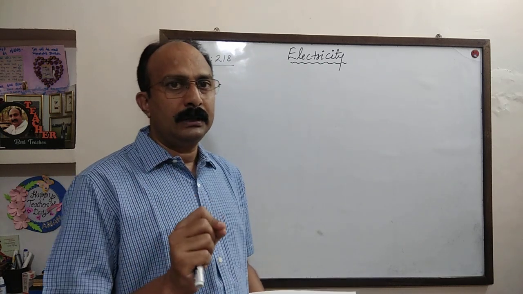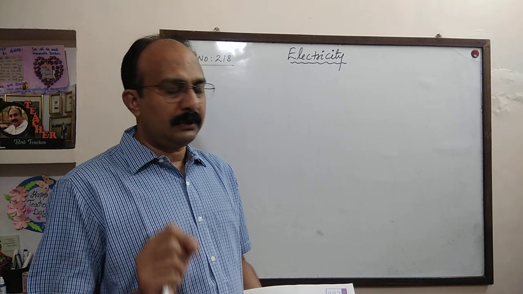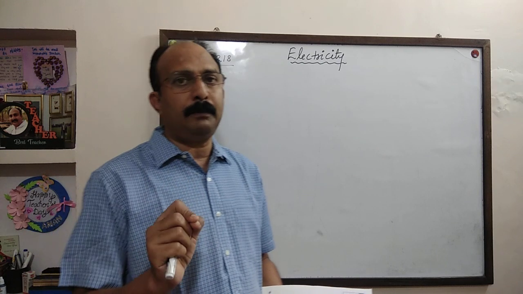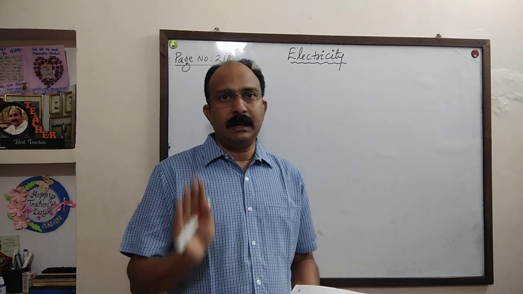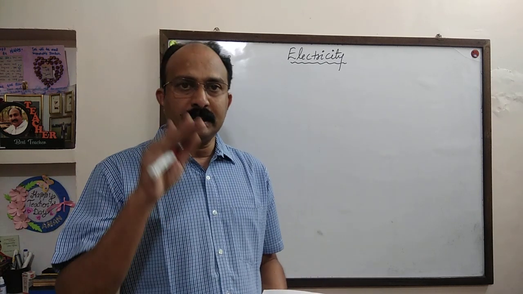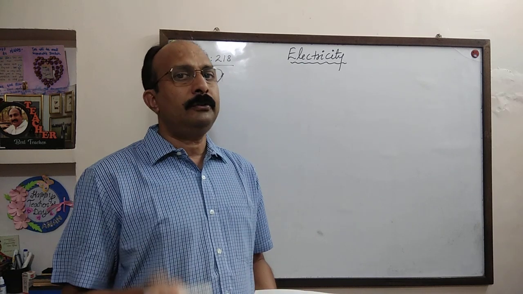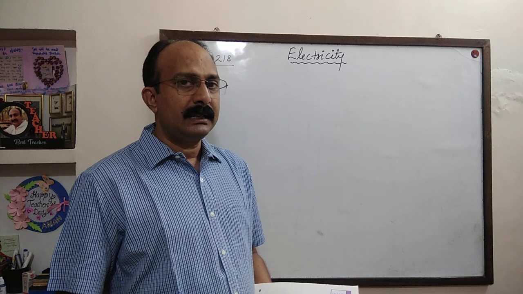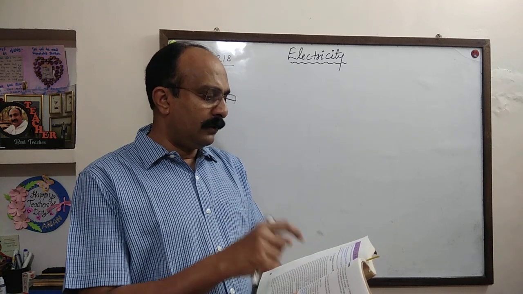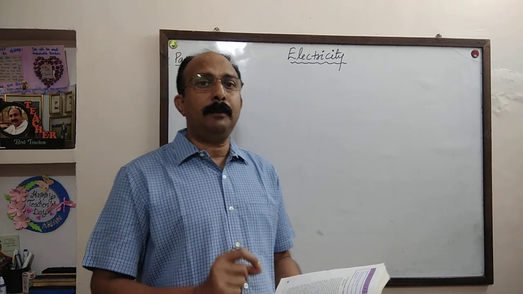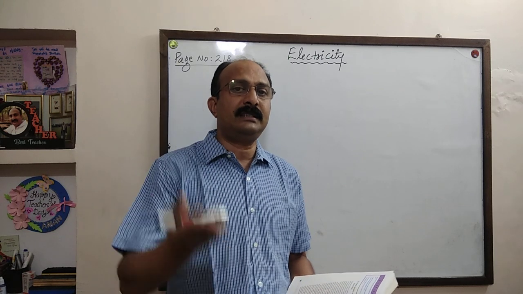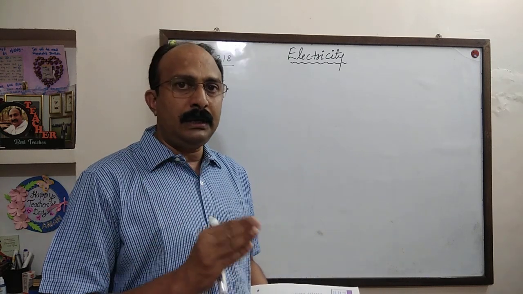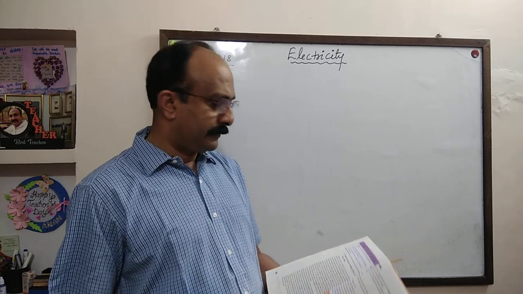So I conclude, the cord of an electric heating device or electric heater is made up of ordinary metals like copper or aluminium, which have low resistance value, so it does not produce much heat. Whereas the heating element of an electric heater is made up of alloys having high resistance value, so they convert more electricity into heat and it glows.